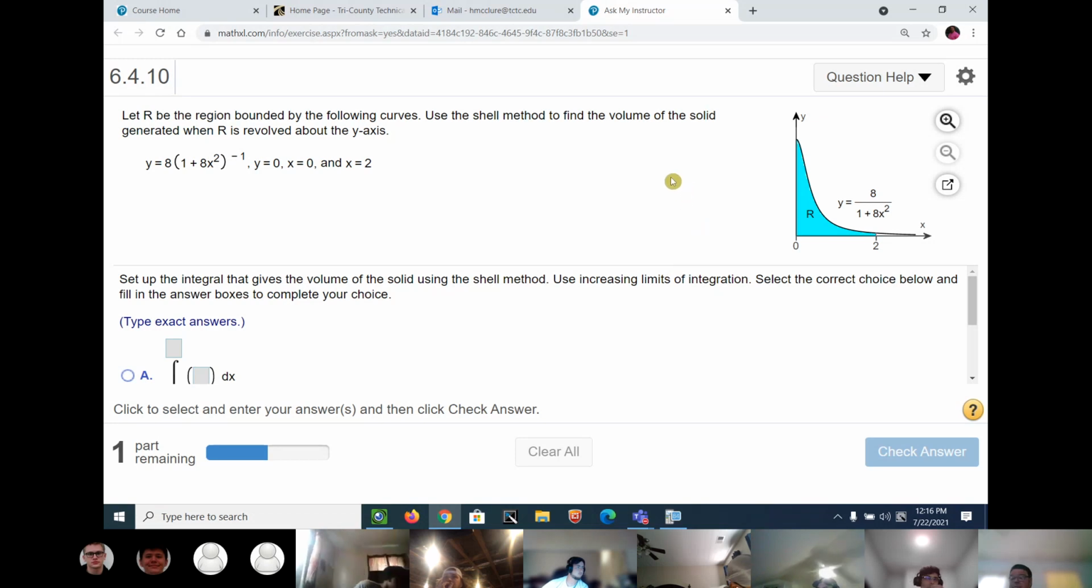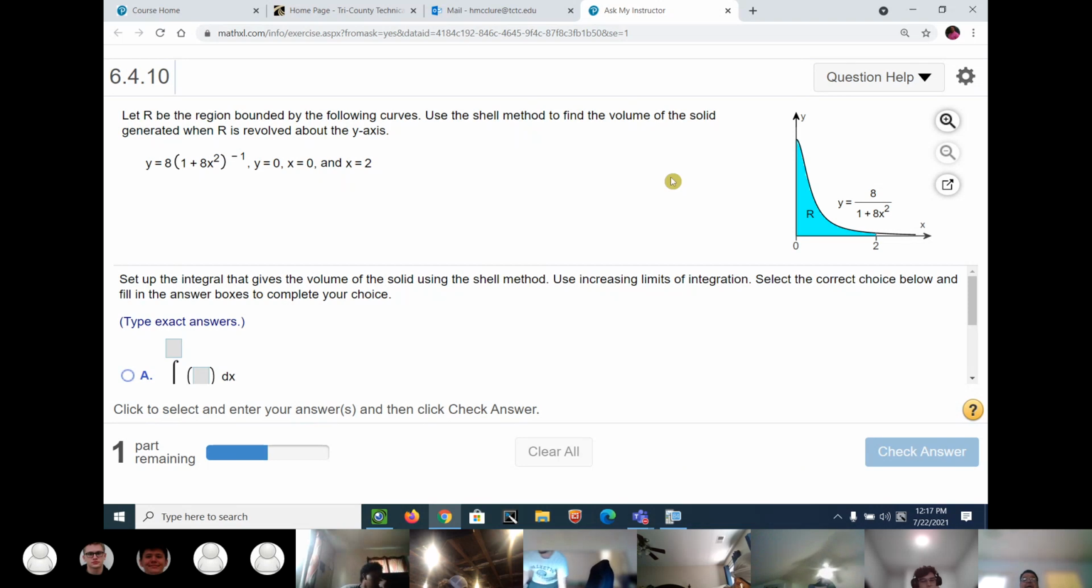So y is equal to 8 over 1 plus 8x squared, and y is equal to 0, x is equal to 0, and x is equal to 2. And it says it's revolved around the y-axis, and it's a shell method.